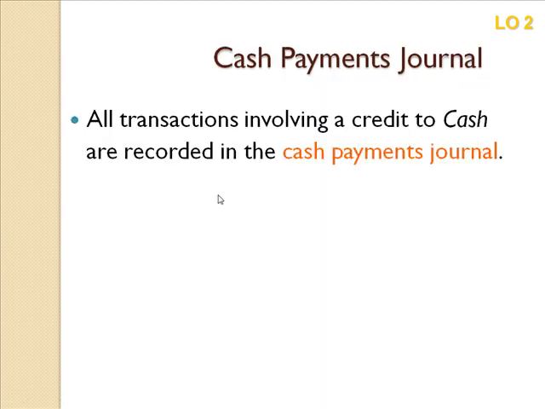With the cash payments journal, all transactions involving credit to cash are recorded to the cash payments journal. So when we credit cash, that means that we are reducing this account, decreasing it, and we're actually paying for it with cash.